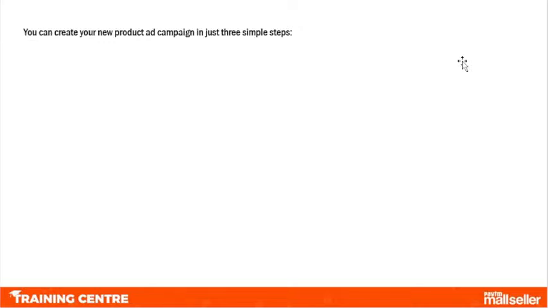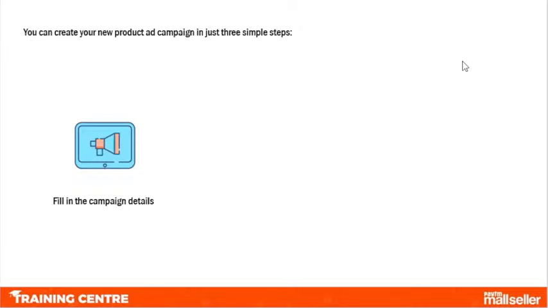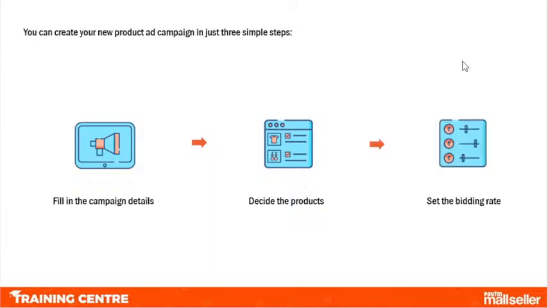In case you wish to create a new campaign, then follow these steps. First, fill in the campaign details. Second, select those products which you want to advertise or do not want to advertise, and set the bidding rate.